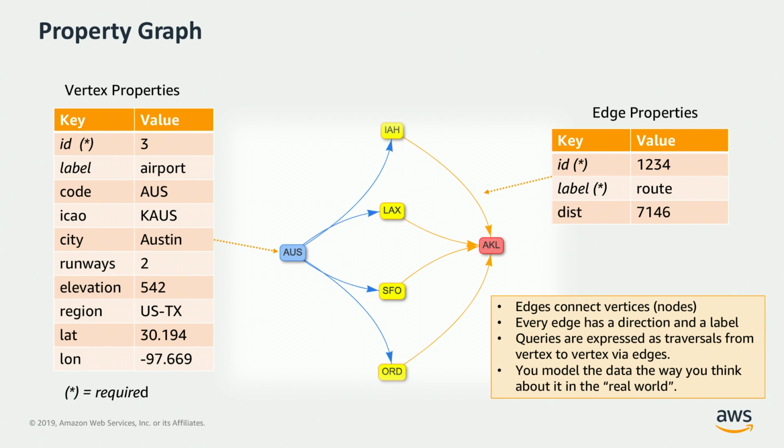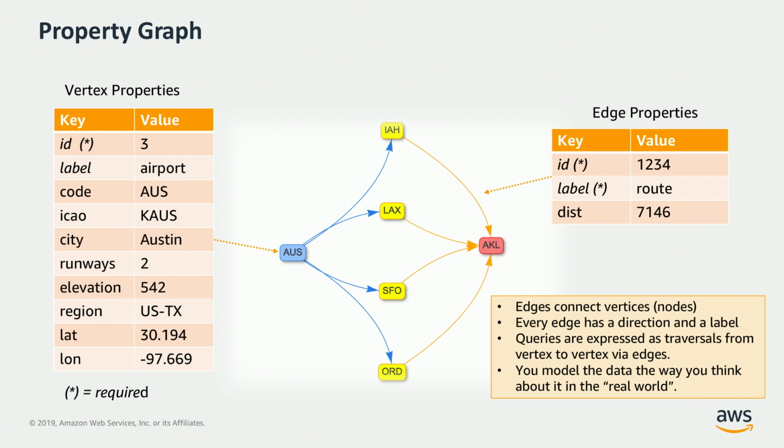If you look on the left, you can see your node or vertex properties, and these are data attributes about that node. You can see the label, which is like a type in a property graph, the code, the name of it, the lat long kinds of things. These are examples of attributes that you might want to store in a graph. On the right-hand side, you can see an edge. The edge has an ID, it also has a label, and in this case, the edge has an attribute called distance.